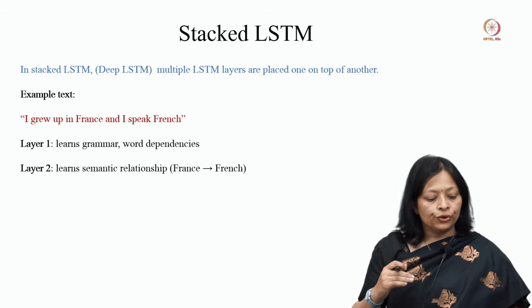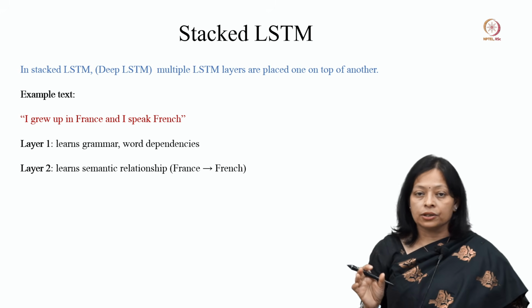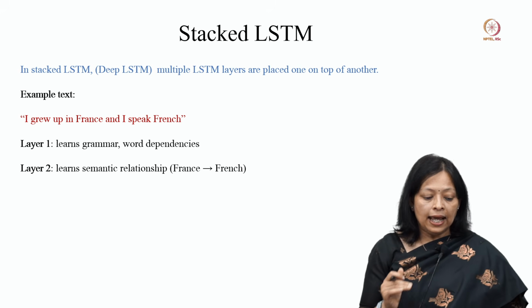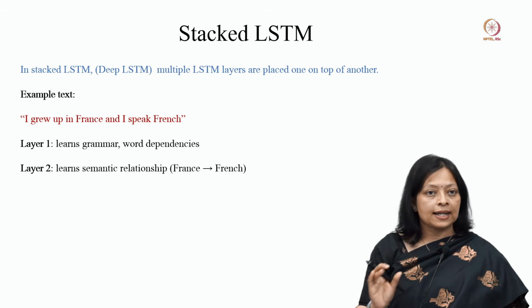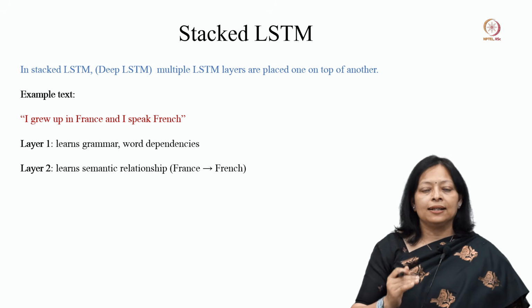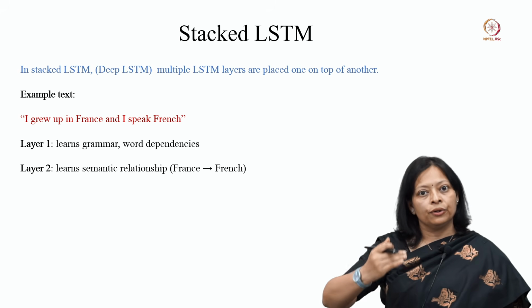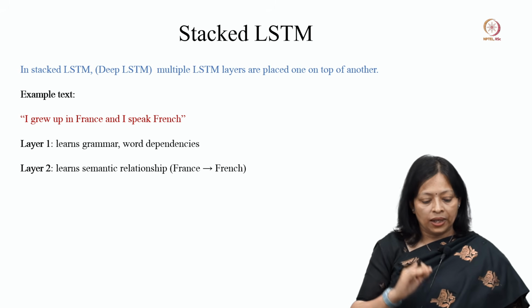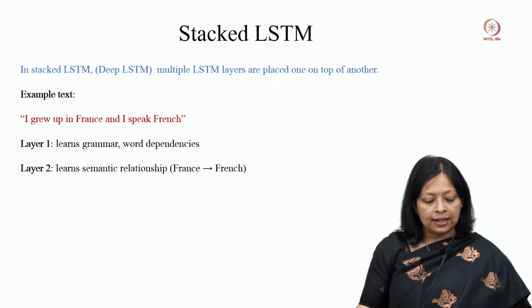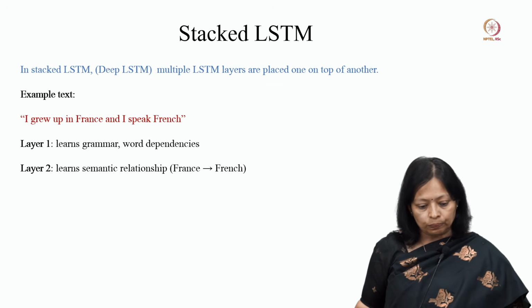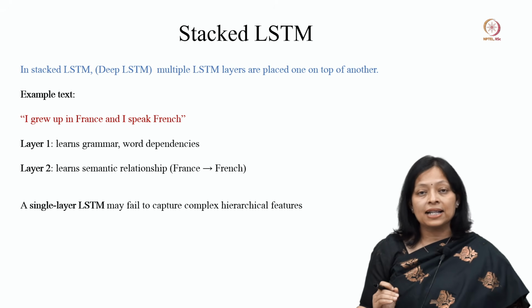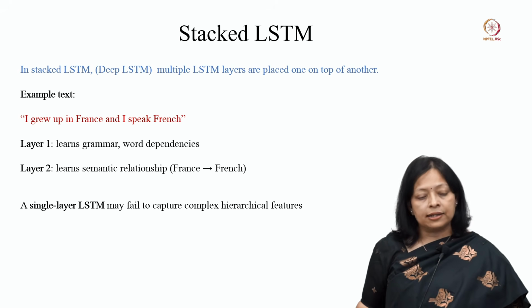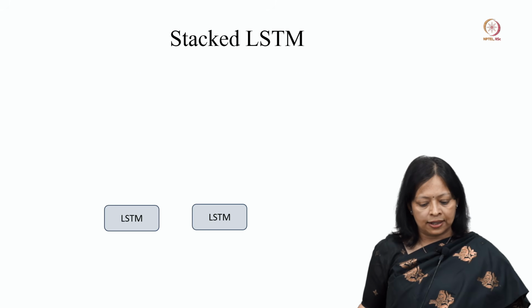Layer 1 learns the grammar, the word dependencies and other things. Layer 2 learns the semantic relationship between France and French. So, it is basically learning relationships in a hierarchical way. That is what is done in layer 1 and layer 2. A single layer LSTM may fail to capture complex hierarchical features, and that is the reason we use stacked LSTM. So, we will have a look at what this stacked LSTM looks like.